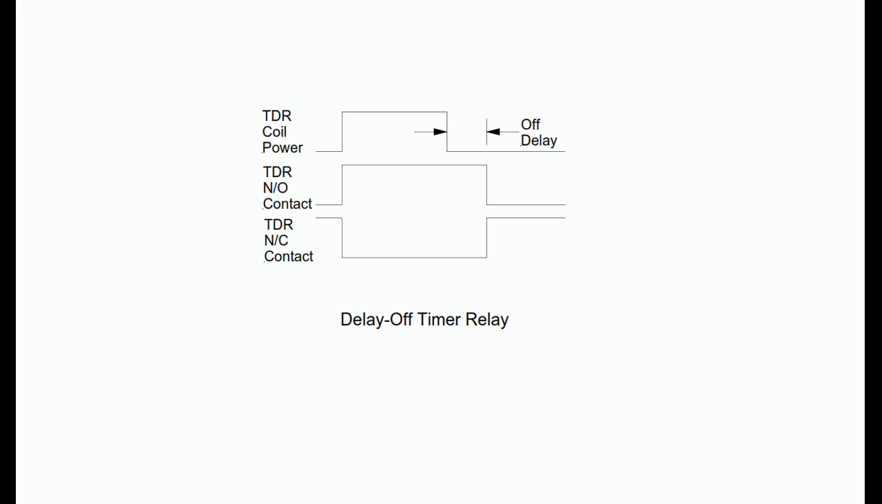If the relay coil is re-energized before the relay times out, the timer will reset, and the relay will remain energized until power is removed, at which time it will again begin the delay off cycle. Delay off time delay relays are excellent for applications requiring time to be stretched. As an example, it can be used to operate a fan that continues to cool the machine even after the machine has been stopped.